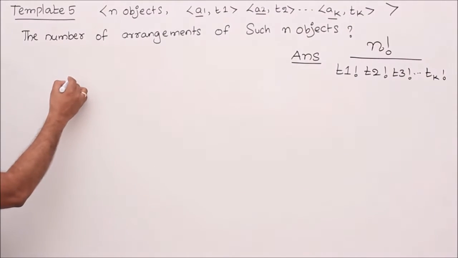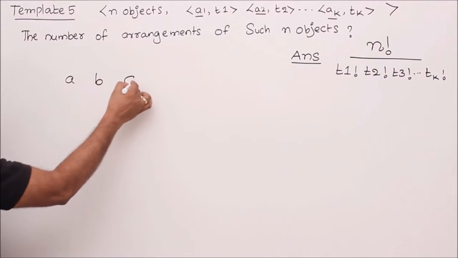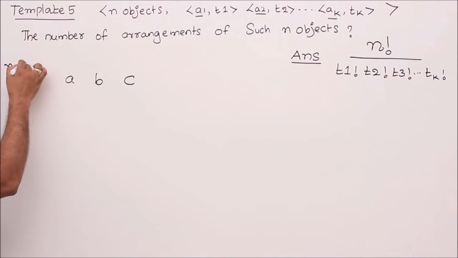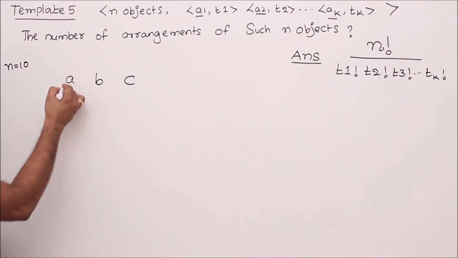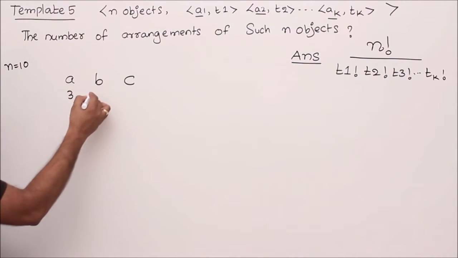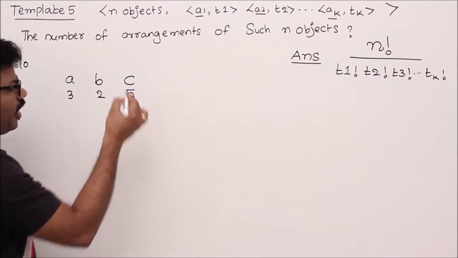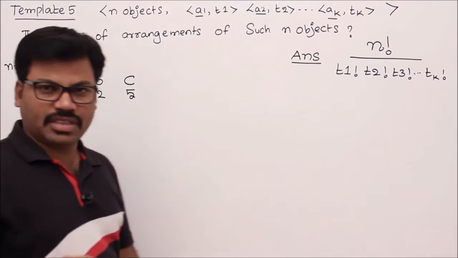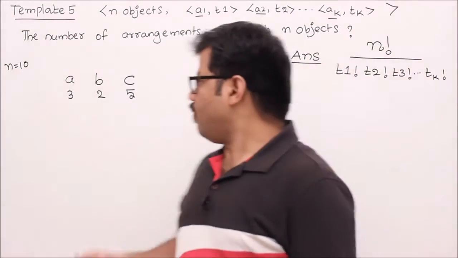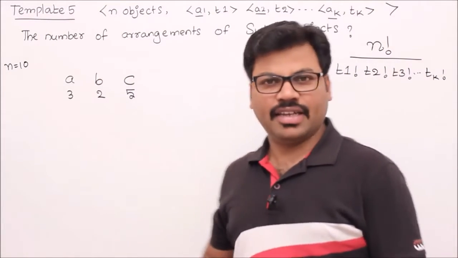So I take 3 objects a, b, c and I take n value 10. That means there are 10 objects and a kind of object is repeated 3 times, b kind of object let's say repeated 2 times and c kind of object is repeated 5 times. So I am taking these numbers randomly. Okay. Now how many different ways can you arrange them in a line?